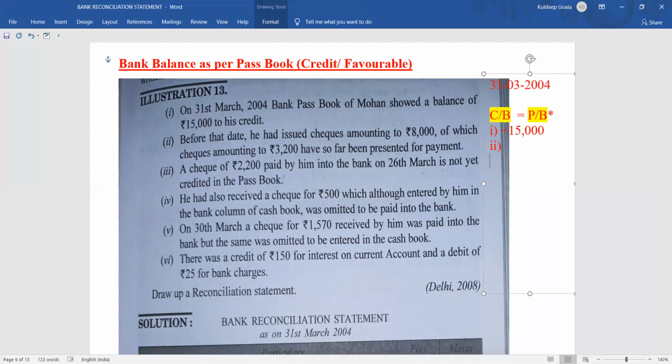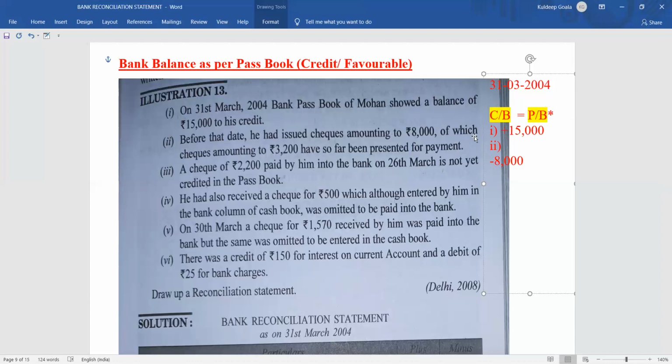So once he pays the check, immediately he deducts the money from the cash book. So from the cash book, it will be minus 8,000. But what will happen in the passbook? जितना payment हो जाएगा बैंक से, उतना passbook से minus होगा. Whatever check has been presented in the bank, that will be taken as deduction from the bank.